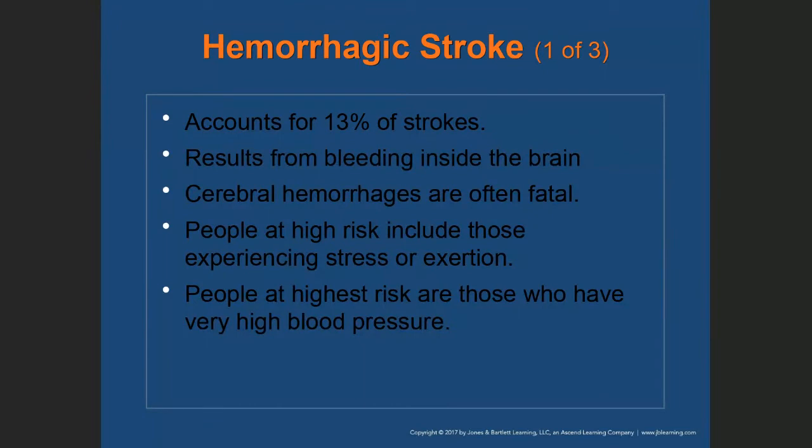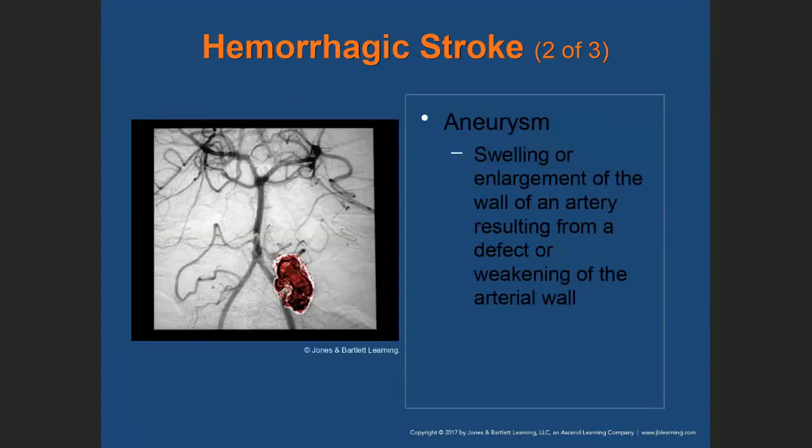The high blood pressure over time puts a lot of strain on the walls of the artery, and then weak points start to develop in the artery. That is referred to as an aneurysm, and then eventually that aneurysm ruptures, causing a hemorrhagic stroke. So, aneurysm: swelling or enlargement of the wall of an artery resulting from a defect or weakening of the arterial wall.